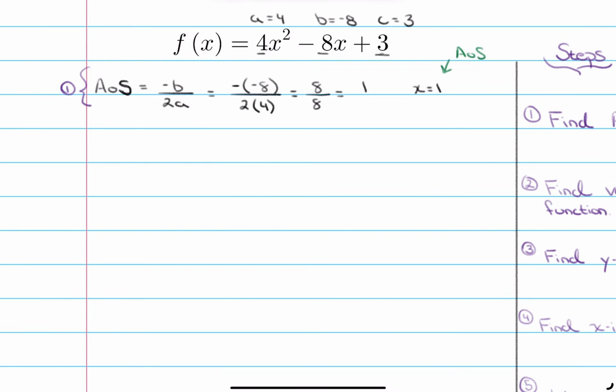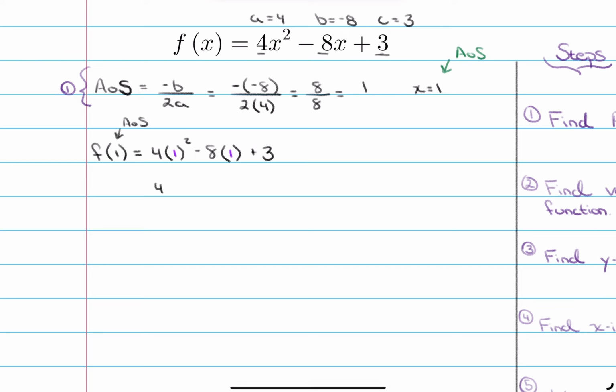In order to find our vertex, I'm going to find f of 1. Remember, this is my axis of symmetry, so I'm plugging my axis of symmetry into my function. I'm replacing x with my 1, so I'm going to use parentheses, and everywhere I see an x, I'm going to replace it with 1. 4 times, I'm going to show you in a different color, 1 squared minus 8 times 1 plus 3. I'm going to clean this up.